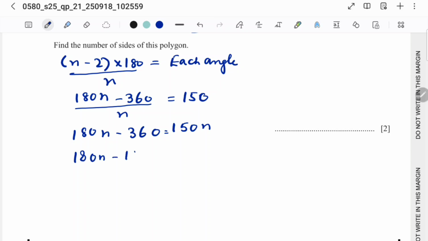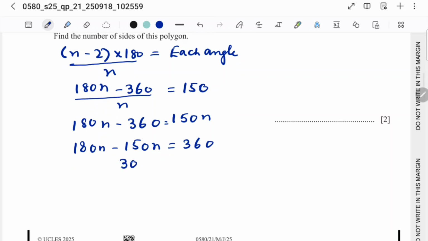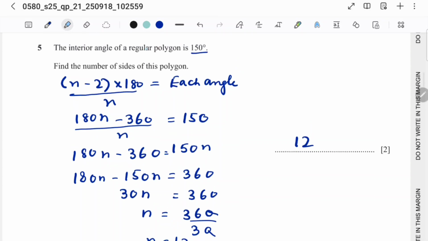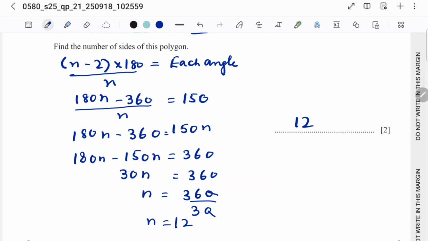So keep the n's at one side, the like terms. 180n minus 150n is equal to 360. The difference between 180 and 150 is only 30. So 30n is equal to 360, and n is equal to 360 divided by 30, which is 36 over 3, and only 12. So it means that it's a 12-sided polygon whose each interior angle will be equal to 150 degrees. The word regular they use means they all have equal sides and equal angles also.